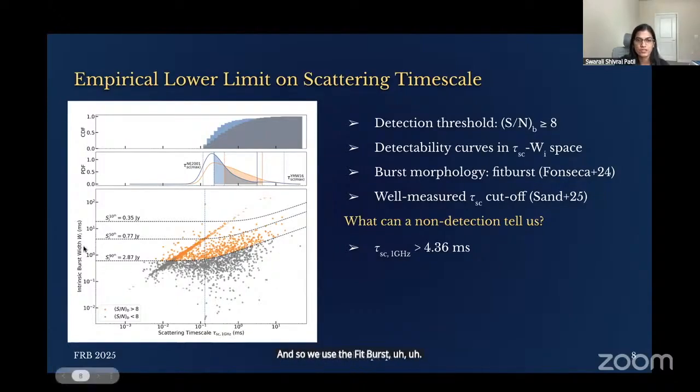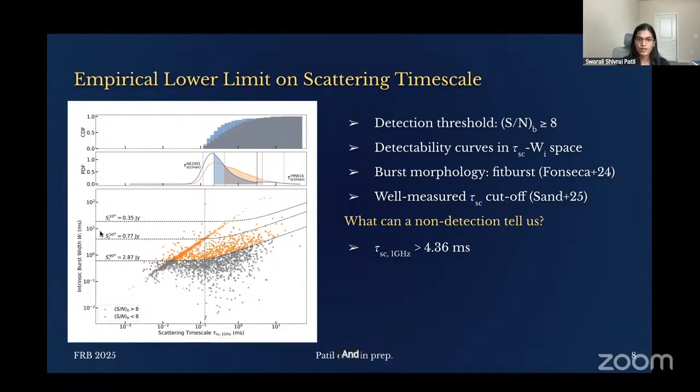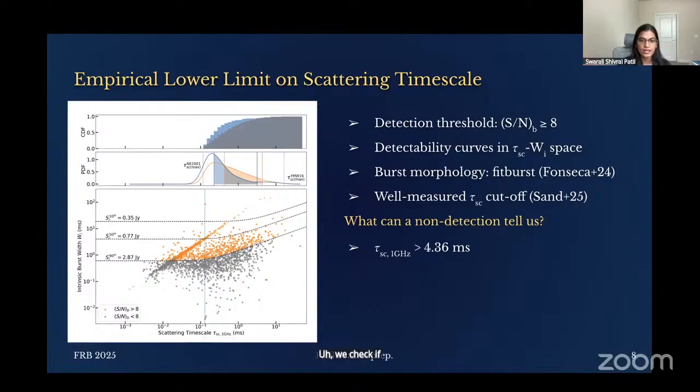And so we use the fit burst parameters for both of these, burst width and scattering timescale. And we use a well-measured scattering timescale cutoff at 0.13 milliseconds. And basically what we are doing here is assuming a hypothetical scenario where all the bursts were to lie behind the detection void. We check if we would still detect them given the foreground effects or not.